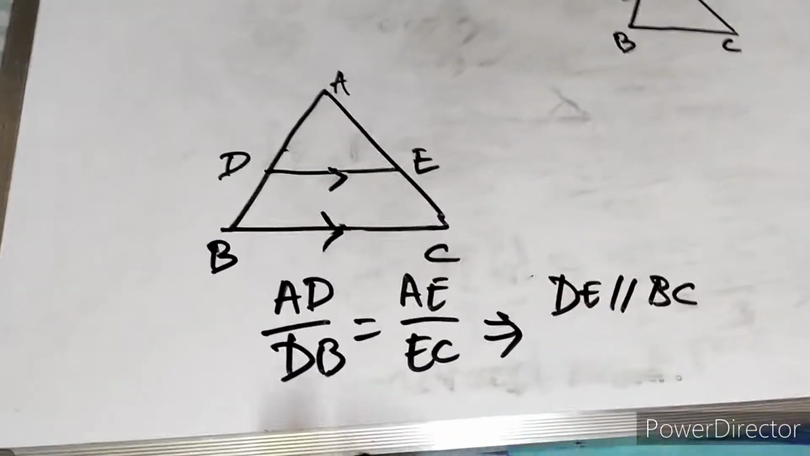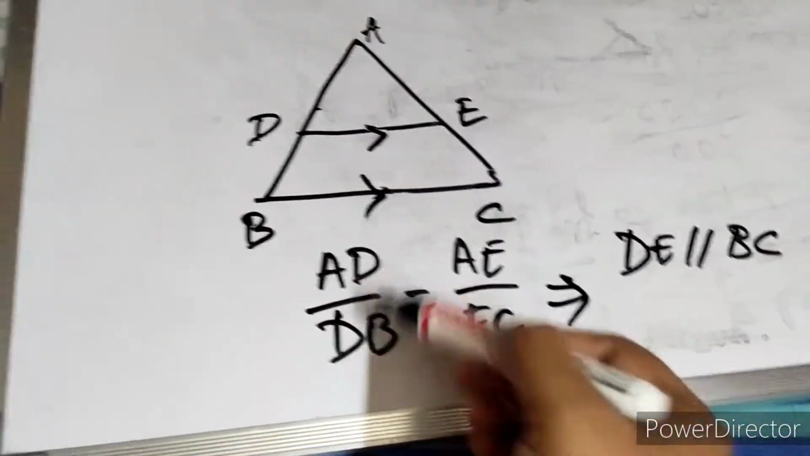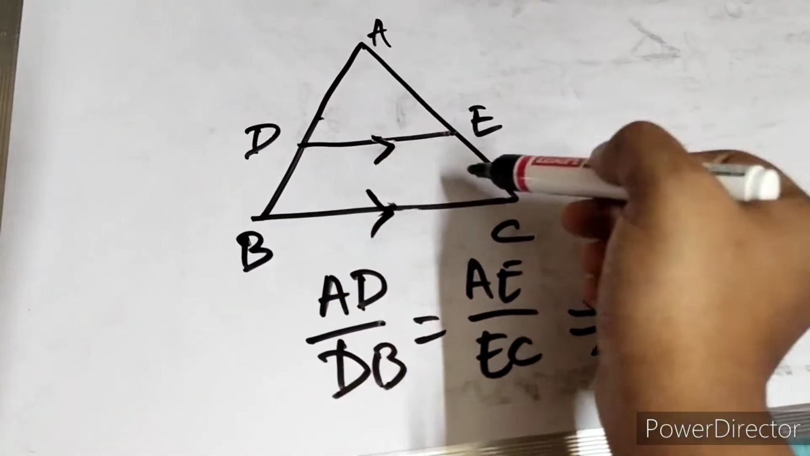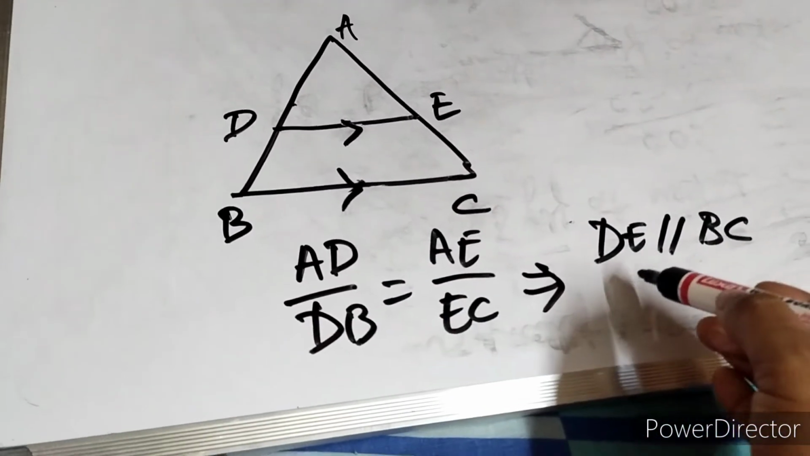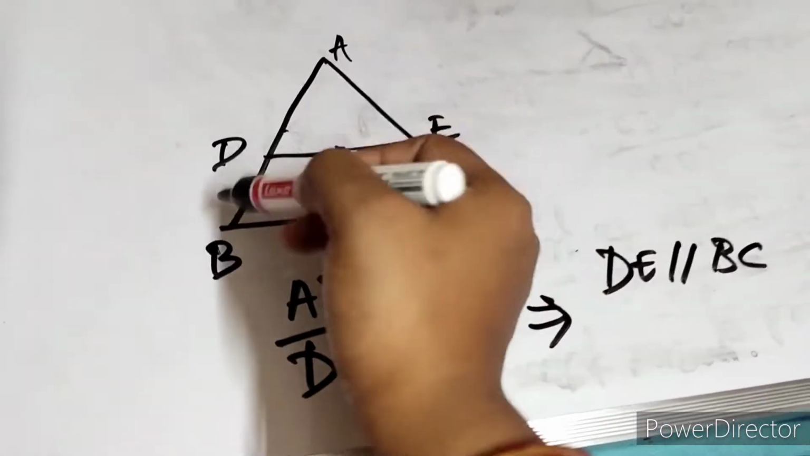The converse of the Thales theorem is telling that if AD by DB equals AE by EC, then DE will be parallel to BC. This is the side which is cutting the other two sides.